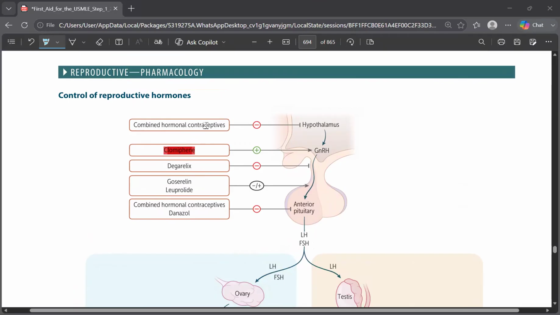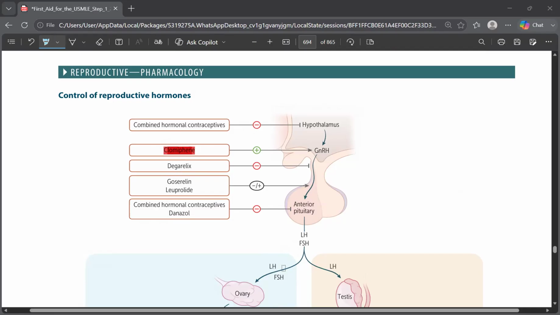The combined hormonal contraceptives act here on the hypothalamus and on the anterior pituitary and inhibit both the hypothalamus and the anterior pituitary. Then there's this very important drug known as clomiphene. It acts positively on the secretion of gonadotropin-releasing hormone, and it is used to treat anovulatory infertility. This is a very important drug. Our next drug is degarelix.